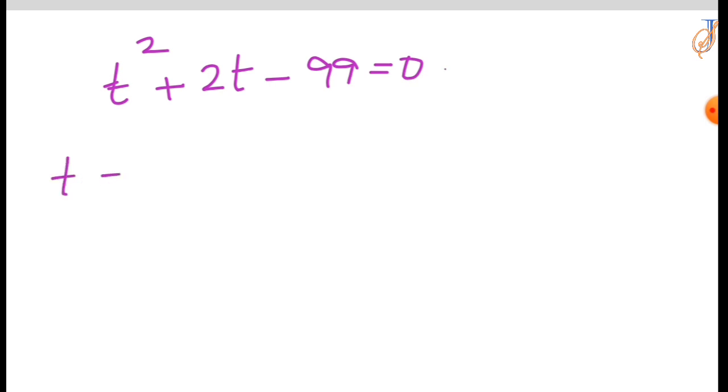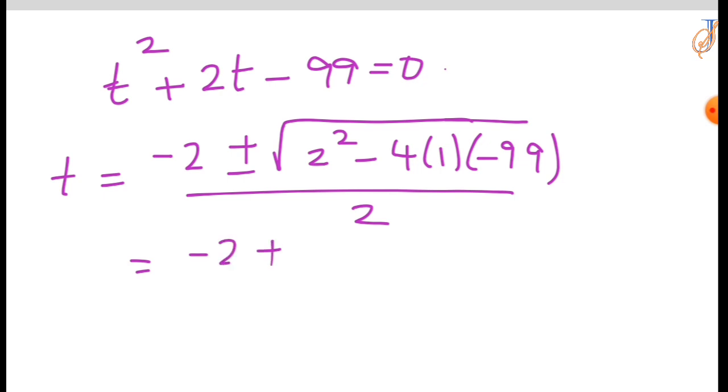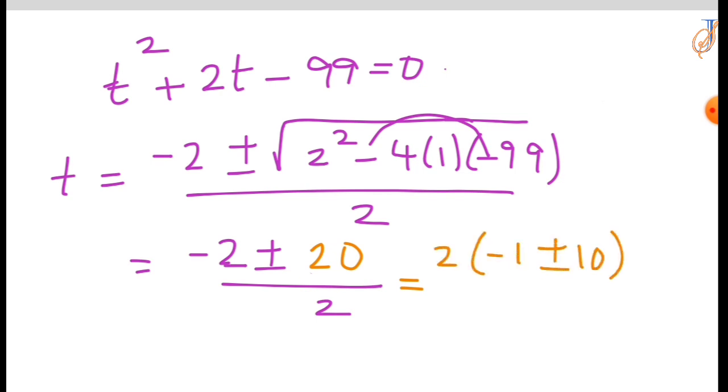So t equals, what is the formula? Minus b plus or minus square root of b squared minus 4ac, over 2a. That is equal to −2 plus or minus the square root of 4 plus 99 times 4, which gives 396. 396 plus 4 gives 400. So square root of 400 over 2. The square root of 400 is 20.